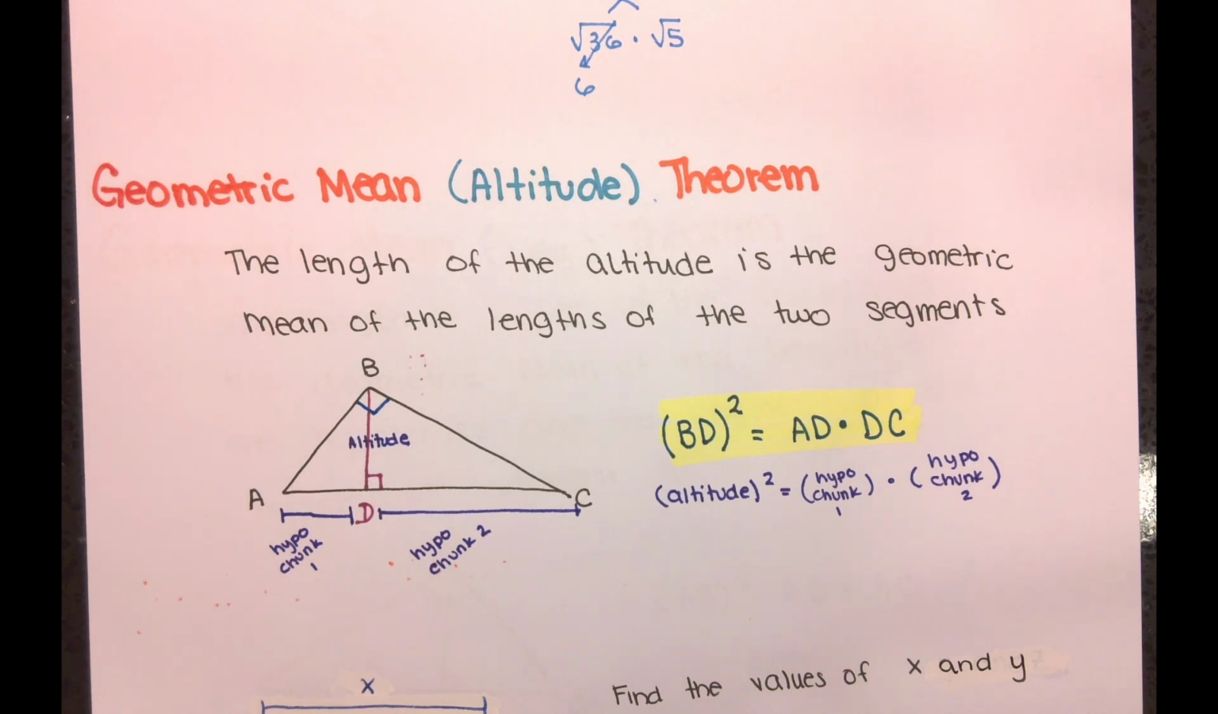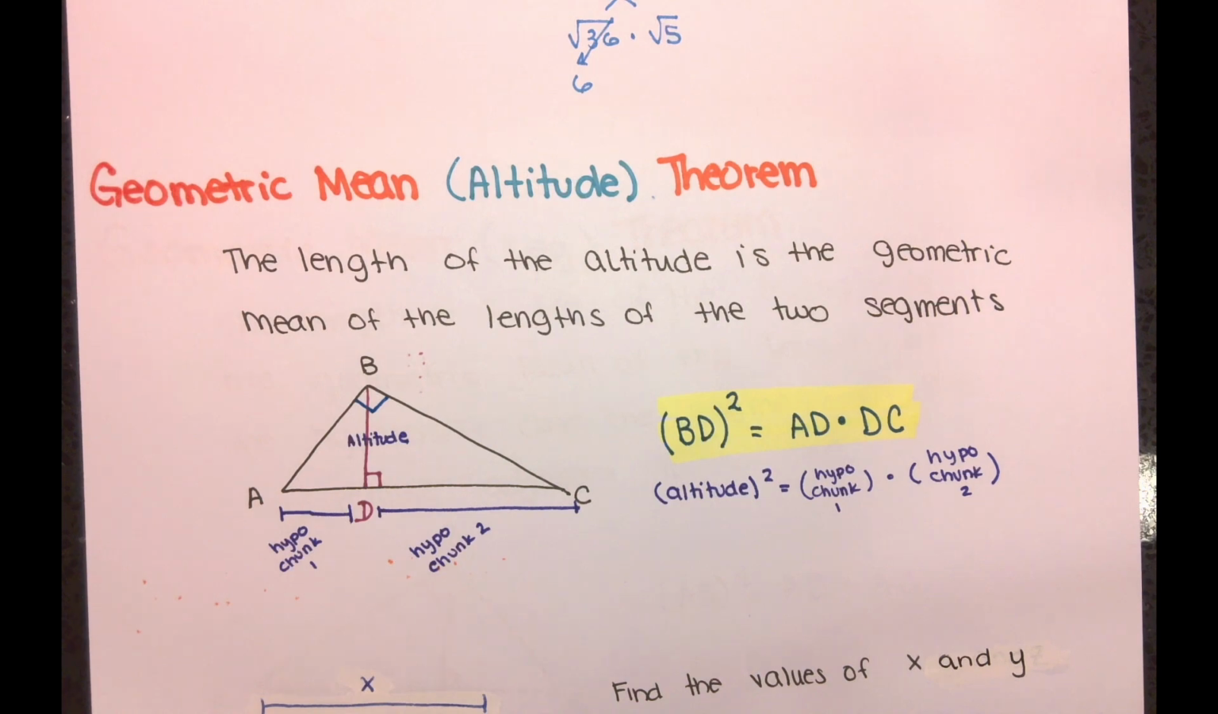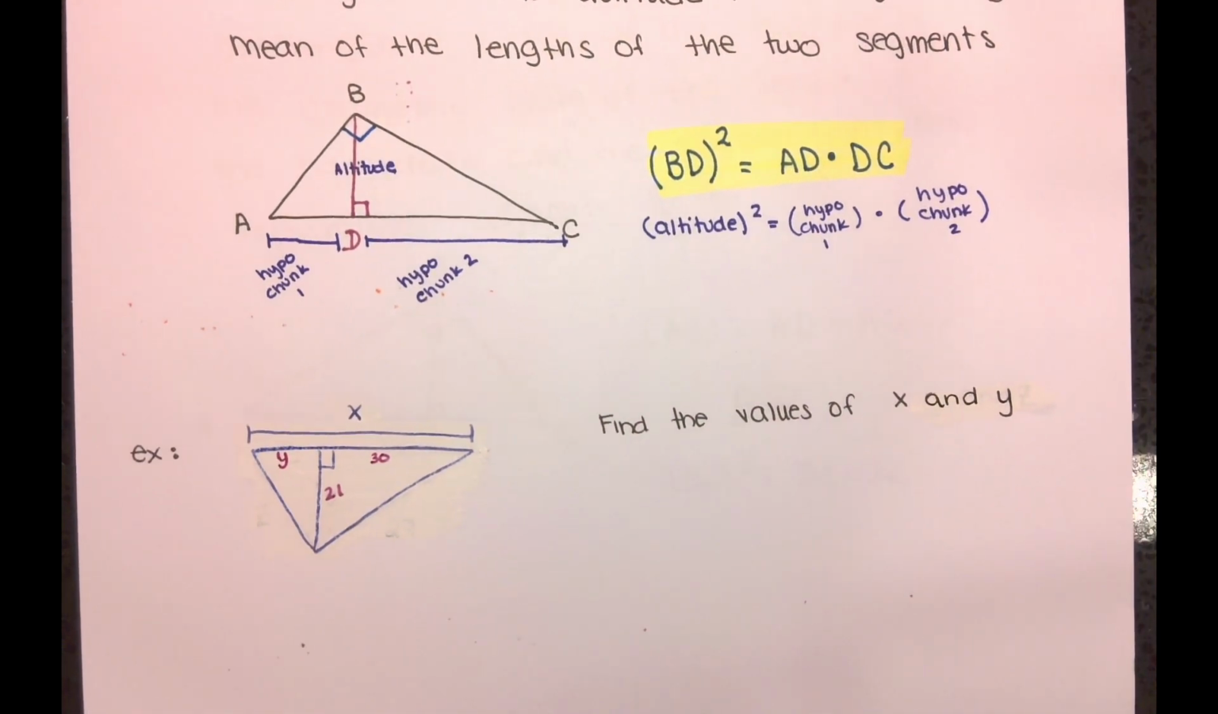Now, this is not the Pythagorean theorem. We're not squaring anything other than the altitude. What we want to find is the altitude. That is what's being squared. The hypotenuse chunk number 1, the little piece here, and this little piece just get multiplied. You're not squaring it. So let's go ahead and do an example. Find the values of x and y.